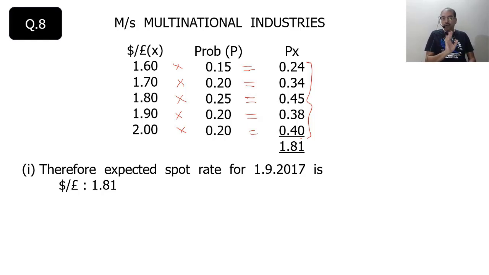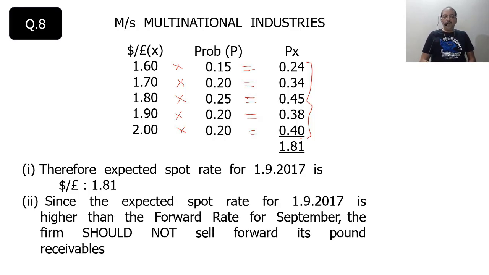Will you sell at 1.70? You should not sell at 1.70. Somebody is making an offer, sell for 1.70. You say, no, I will wait till 1st September because I am expecting the rate to be 1.81. So should not sell, since the expected spot rate for 1st September 2017 is higher than the forward rate for September. The firm should not sell forward its pound receivables.